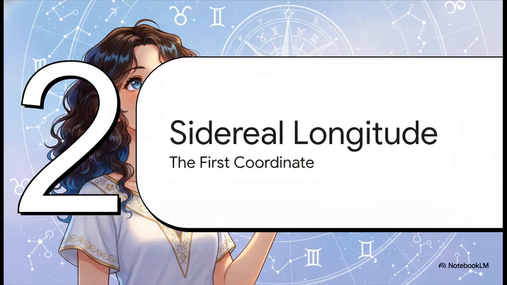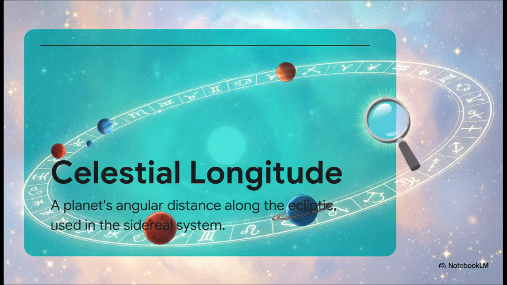Moving on to part 2, coordinate 1, sidereal longitude. So celestial longitude is the coordinate most of us are already using. In Jyotish, you'll hear this called Nirayana. This tracks how the planets travel through that 18-degree wide zodiac belt set against the actual physical backdrop of the stars. Think of it as the horizontal path. It's measuring the angular distance right along the ecliptic.